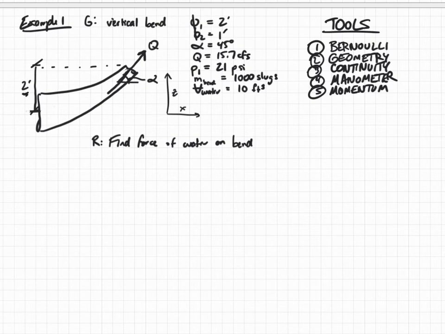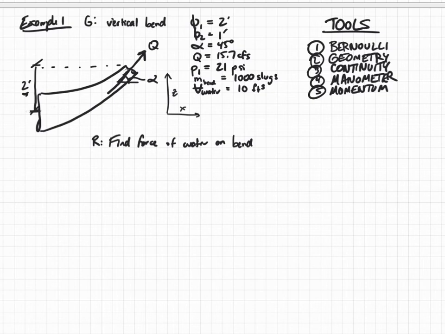Sorry about that. Okay, we know the diameters of the pipe, so we know phi1 is 2 feet, phi2 is 1 foot. Sometimes you'll see capital D. Usually you'll see capital D, but on this problem it was phi. Alpha is 45 degrees, so basically as the water comes in through that pipe, it turns upwards at 45 degrees. The flow rate is 15.7 cubic feet per second.